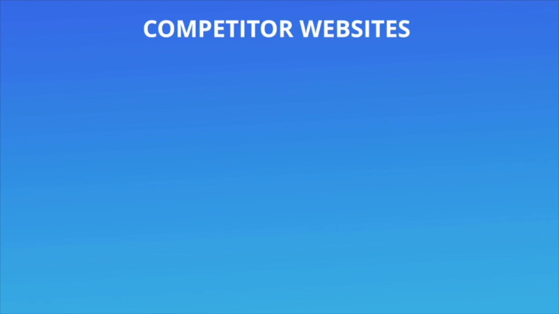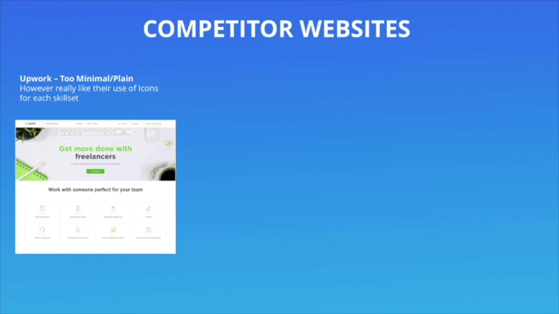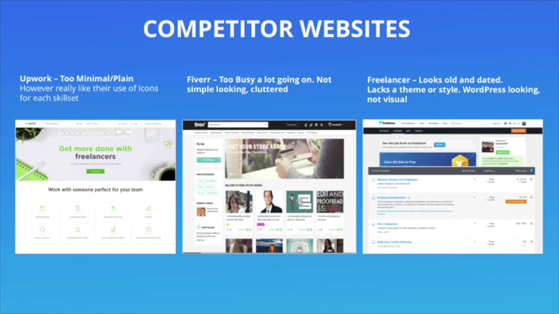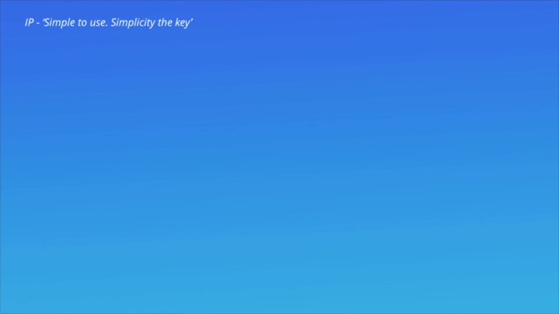I looked at competitor websites and I looked at Upwork, which I felt was too minimal and plain. However, I really liked their use of icons for each skill set. Fiverr I felt was a little too busy. There's a lot going on, not simple looking and cluttered. Freelancer looks old and dated and it lacks a theme or style, a bit WordPress looking and not too visual. This here is a quote from the IP, which I've tried to keep in the back of my mind when designing for this product in the future: simple to use, simplicity the key.